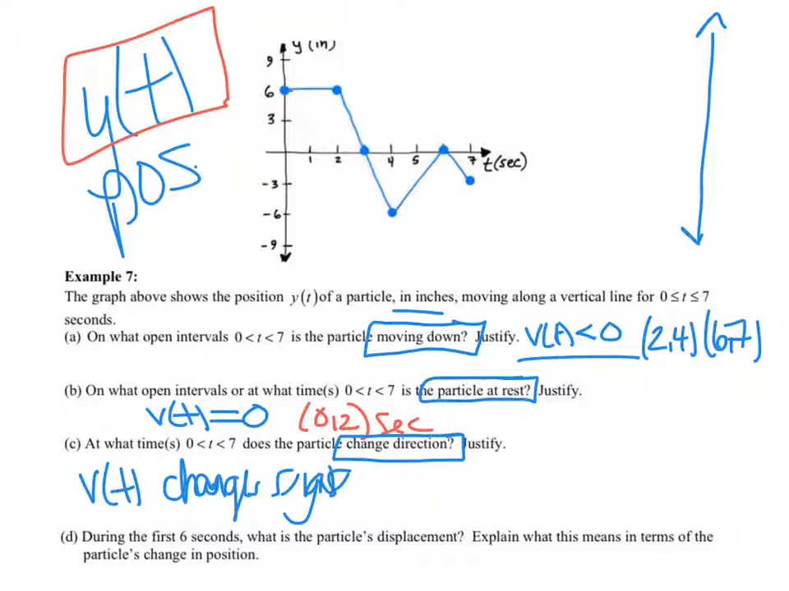Oh, this pen. When v of t changes signs. So I'm looking at the slopes and I'm saying, okay, when do the slopes change signs? Well, if I went from 0 to negative, I did not change signs. I have to change from a negative to positive or positive to negative. So here I'm negative to positive, so I would say 4, and positive to negative, so 6. So hopefully you're saying at t equals 4 and t equals 6.